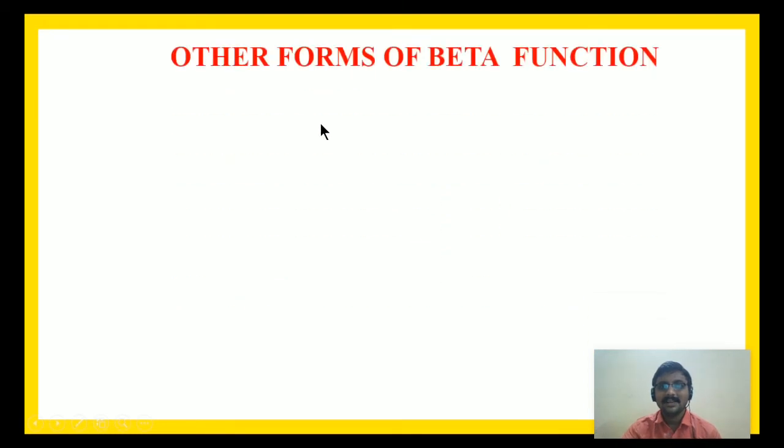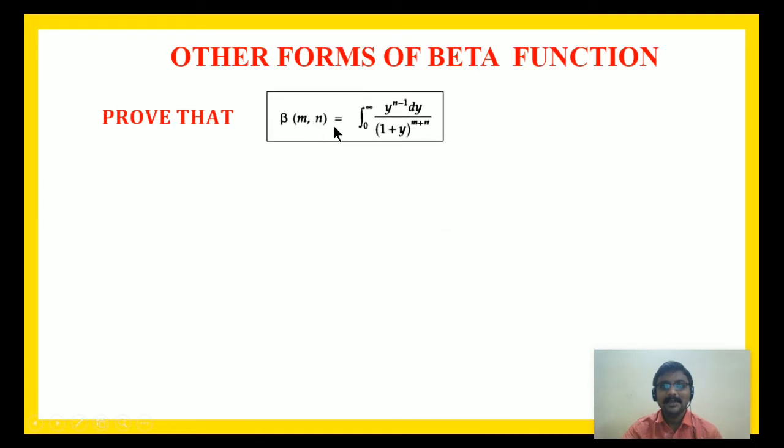Other forms of beta function: prove that beta of m, n is the integral from 0 to infinity of y to the power n minus 1 upon (1 plus y) whole power m plus n dy. We know that beta of m, n is the integral from 0 to 1 of x to the power m minus 1, (1 minus x) whole power n minus 1 dx. Let it be equation 1. So it is the main definition of beta function with respect to m and n.